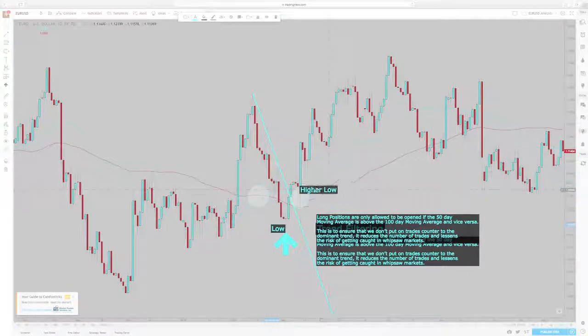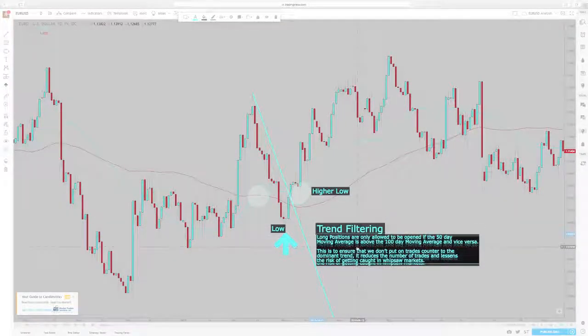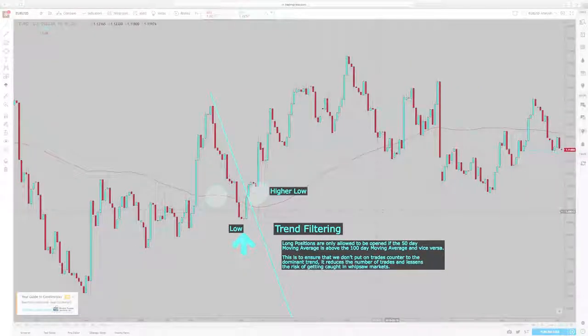So this is the low. We're looking for the higher low. The higher low happens. We could enter in this candlestick at any time. That was our confirmation. Okay, let's look somewhere else.